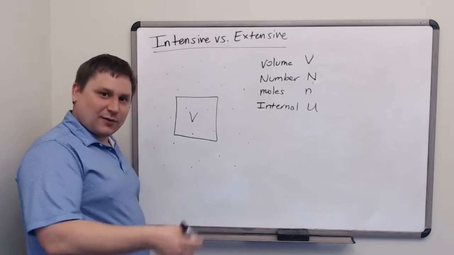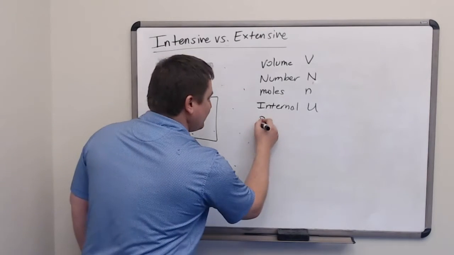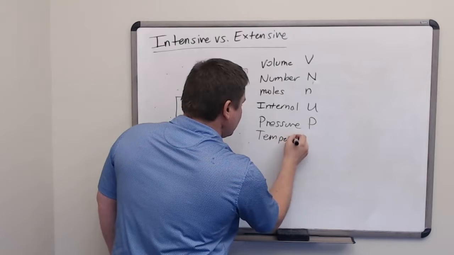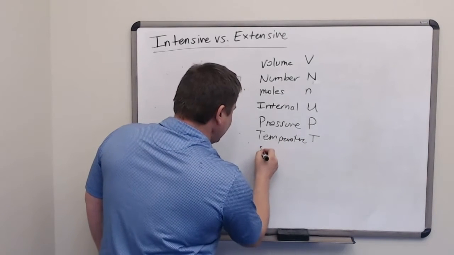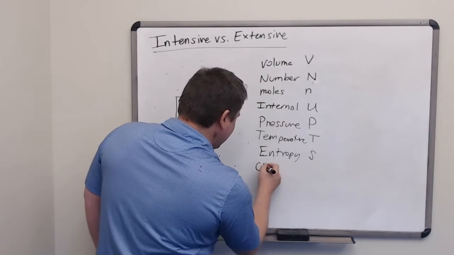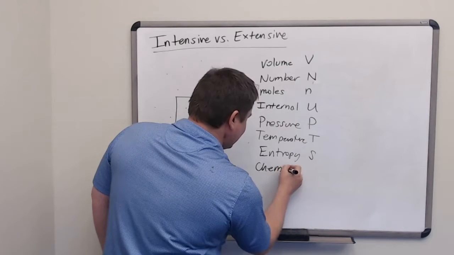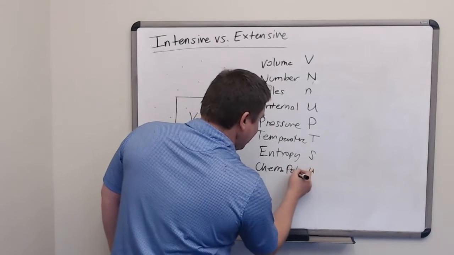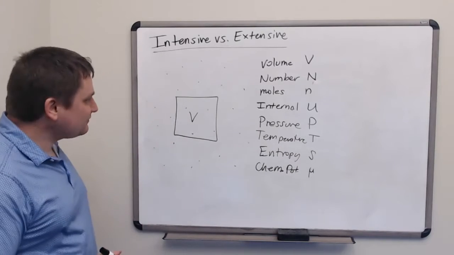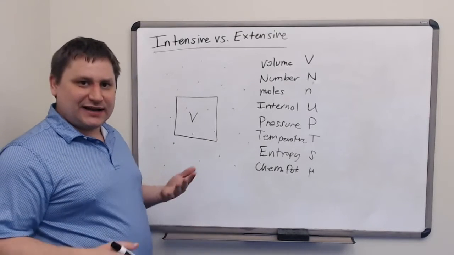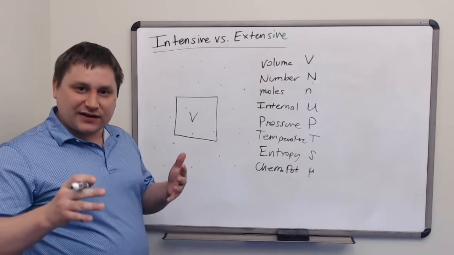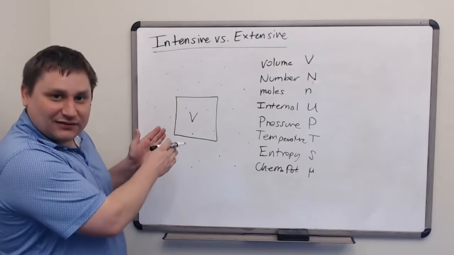And we can also measure other thermodynamic variables for this, such as the pressure, temperature, entropy. I'll try to list them all here. Entropy, S, and we'll even put chemical potential on the list. That one's too long to write, so I'll just put chem pot, lowercase mu. So we could measure each one of these quantities for our sample. But what we want to consider in the difference between intensive and extensive is how each of these quantities is going to get scaled if we make our sample a little bit bigger.